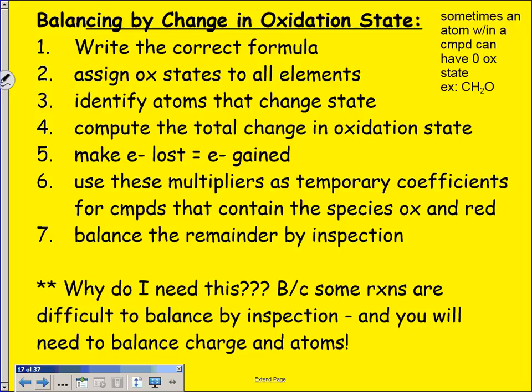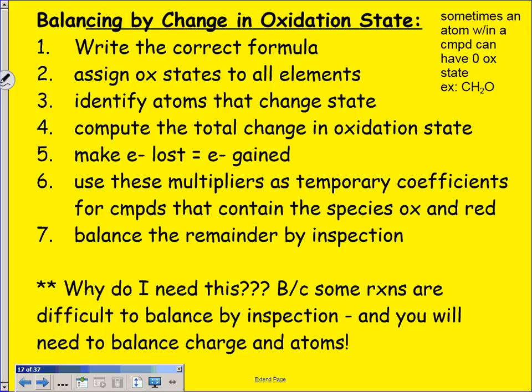We did that with the lead and sulfur, or the oxygen and sulfur one. Look for total changes in oxidation states. So you're looking to see who's oxidized and who's reduced. Make the lost electrons equal to the gain. That's where we start plugging coefficients in. That's where we start to balance, because we have to look at the electrons lost, not the number of atoms at that point in time.